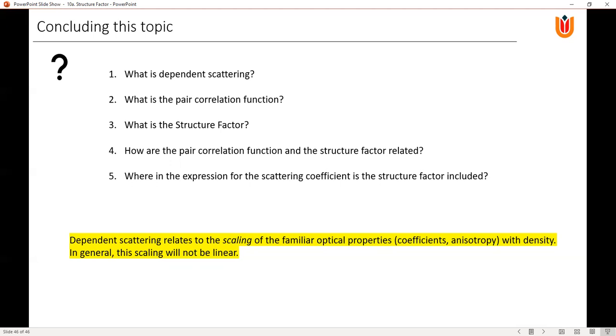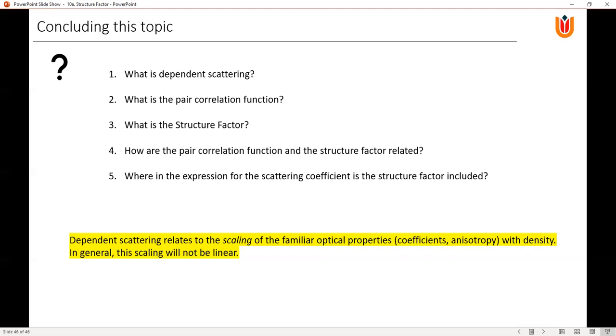The pair correlation function. Now we spent quite some time on that, and the structure factor is also an important one. How are the pair correlation function and structure factor related? Transform. Yeah, so not exactly the Fourier transform, but it is formalized in the slides, so you can find it. But it is a Fourier transform, kind of.